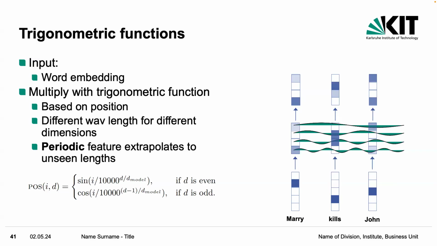Yes. D is, no, sorry, I is a position. I is a position in the sequence and D is the dimension index you have of your word. So this is the 0 dimension, first dimension, and so on. And D model is the absolute value that you have.